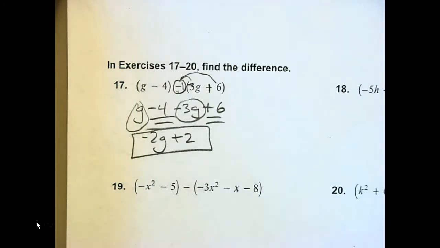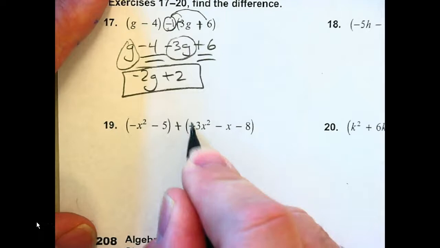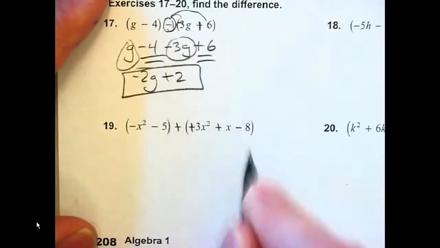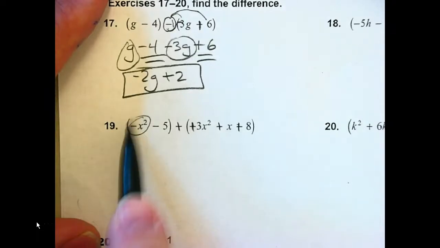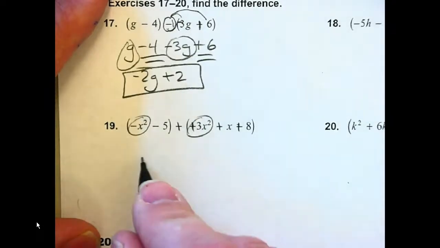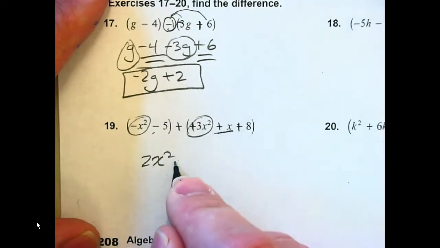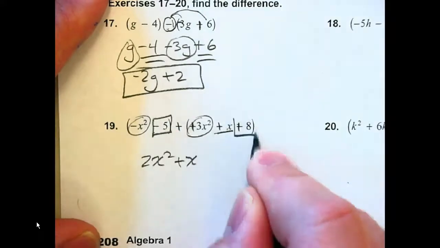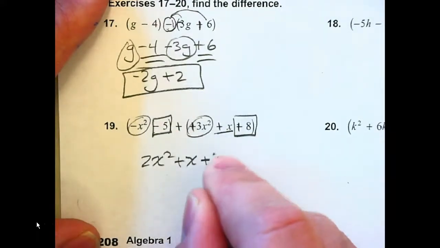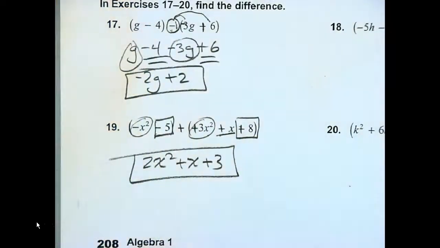How many got that? Cool. Okay. So if I'm flipping the signs in here, this becomes plus, this becomes positive, this becomes positive, and that becomes positive. And we put them together. X squared, 3x squared, it's 2x squared. We have our x, and we have right there. Okay. Any questions?